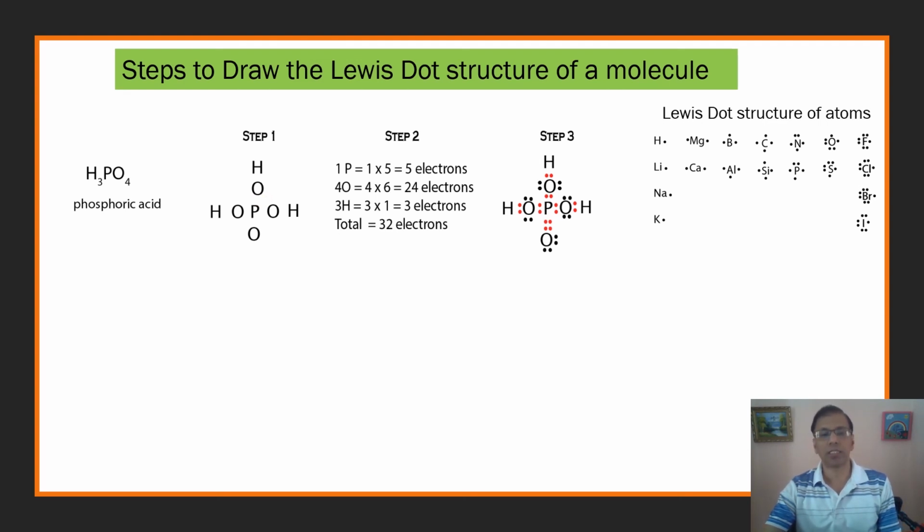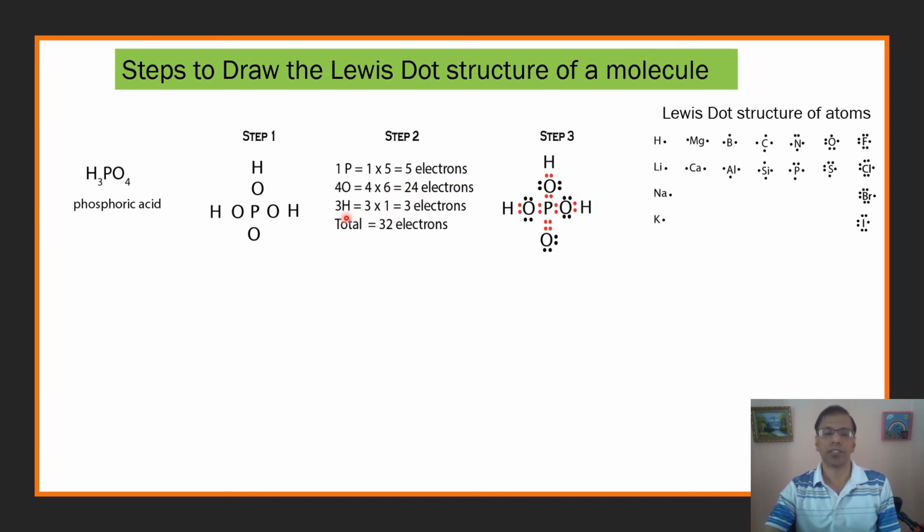So the next step is to write down the number of valence electrons in the molecule. Let's start with phosphorus. There's 1 phosphorus atom, and there are 5 valence electrons in each phosphorus. So right here you can see 5 valence electrons, and so you have 5 electrons from the phosphorus. There are 4 oxygen atoms, so 4 multiplied by 6. 6 is the number of valence electrons right here. And so 4 times 6 is 24.